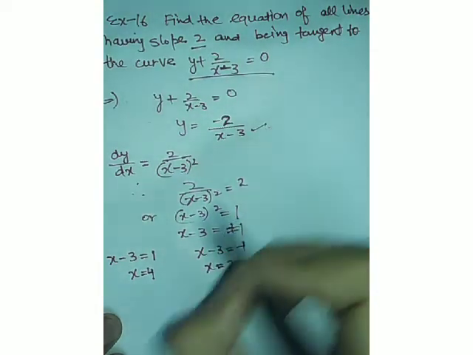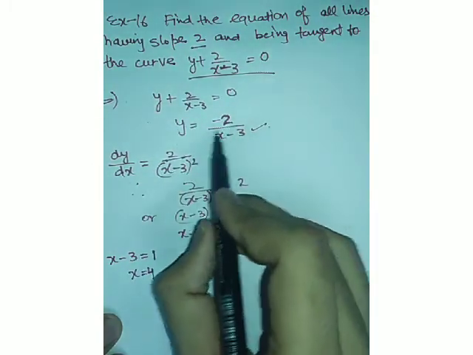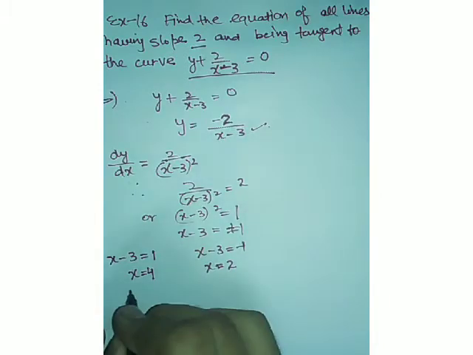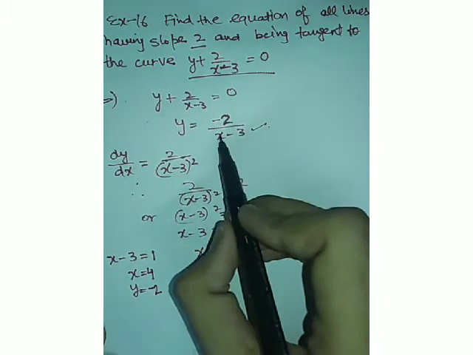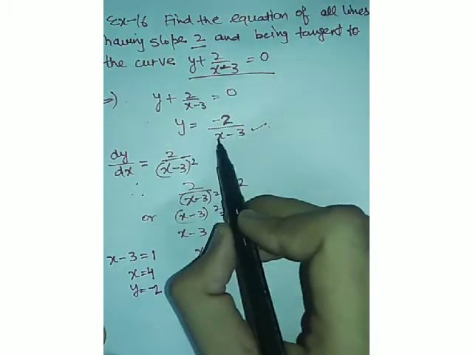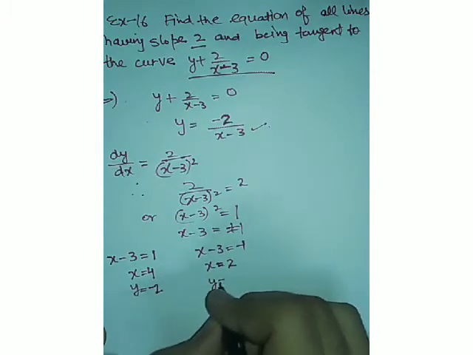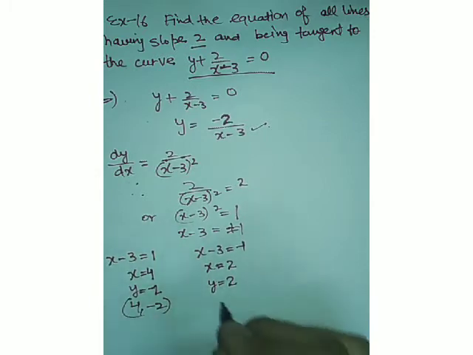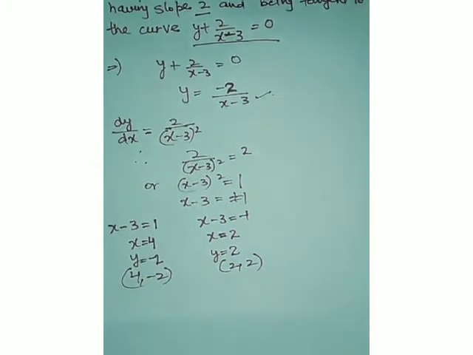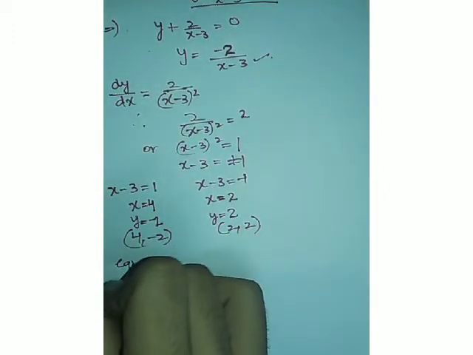So substitute here. When you put x is equal to 4, you will get y is equal to minus 2 upon 4 minus 3. That is only minus 2. So x 4 means y is minus 2. And when you put x is equal to 2, 2 minus 3 is minus 1, minus minus will be cancelled, you will get 2. So the 2 points are (4, minus 2) and (2, 2). We just have to write the equations using these 2 points. It's very easy.